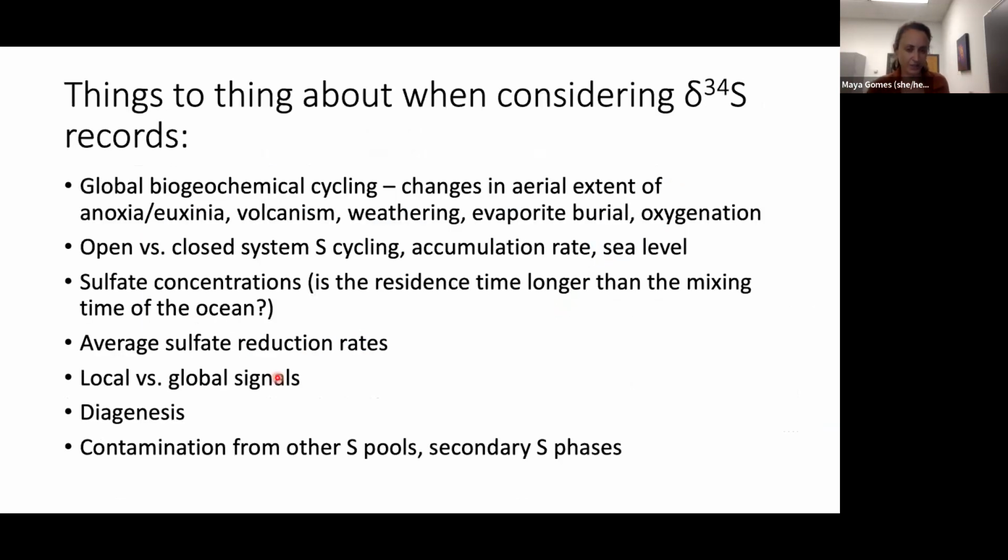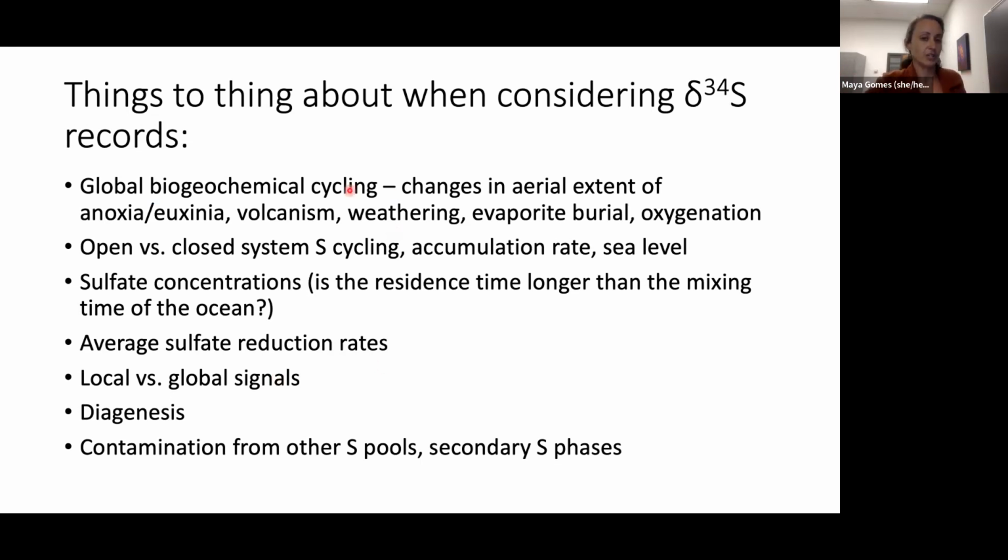So I'm going to just leave you with this list of things to consider when interpreting sulfur isotope records. I'm not going to tell you how to interpret your sulfur isotope records, that's your job, but I want to give you a lot of things to think about. Because these are different things that affect your records, and I want them to be things that are in the back of your mind when you're thinking about sulfur isotopes.